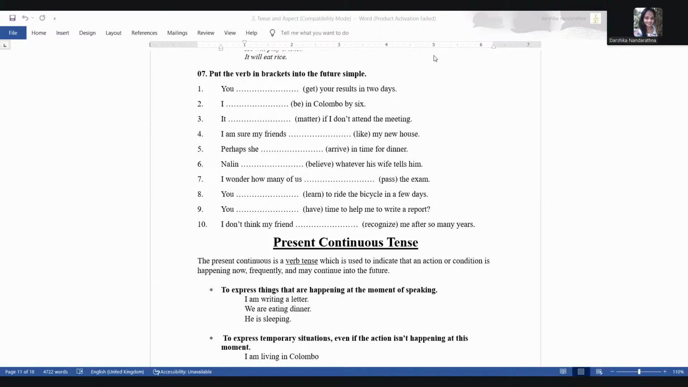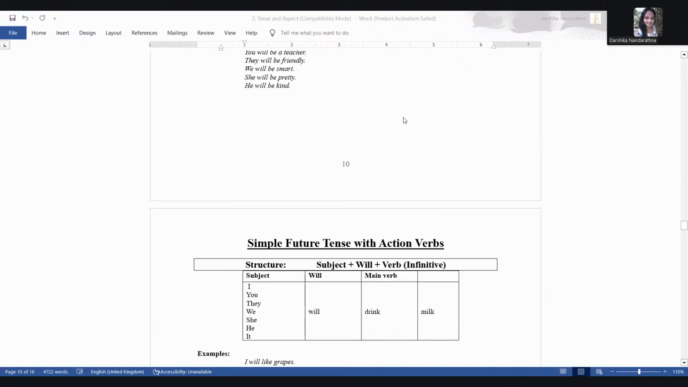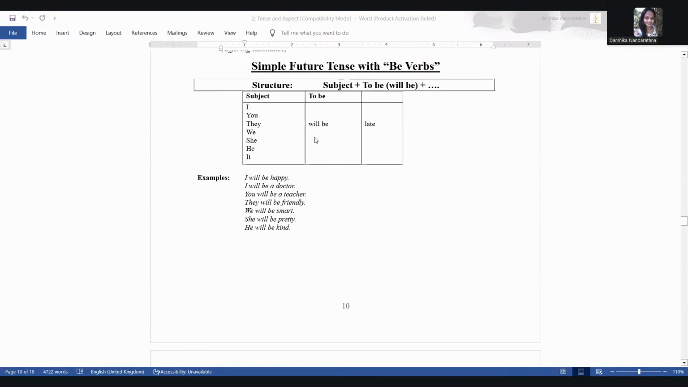Yes, Putte. So one student is asking about will be once again. So we use will be in future continuous tense too. But there we use a main verb after will be, Putte. She will be reading a book, like that. Here you have an adjective or a noun after will be. I will be happy, an adjective. I will be a doctor, a noun. You will be a teacher, another noun. So they will be friendly, adjective.